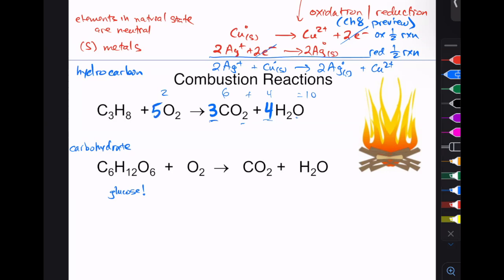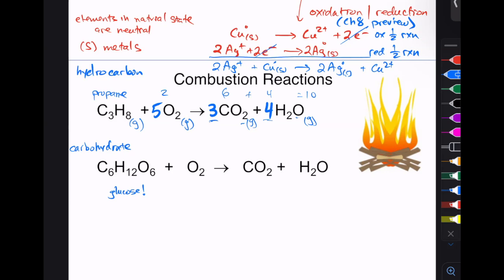Oh, we forgot to put our states of matter. This is propane. For all you campers out there, propane gas with oxygen gas combusts to give you carbon dioxide gas, and H2O, we'll write that as gas. If we let things cool down, yes, the H2O would recondense into water.